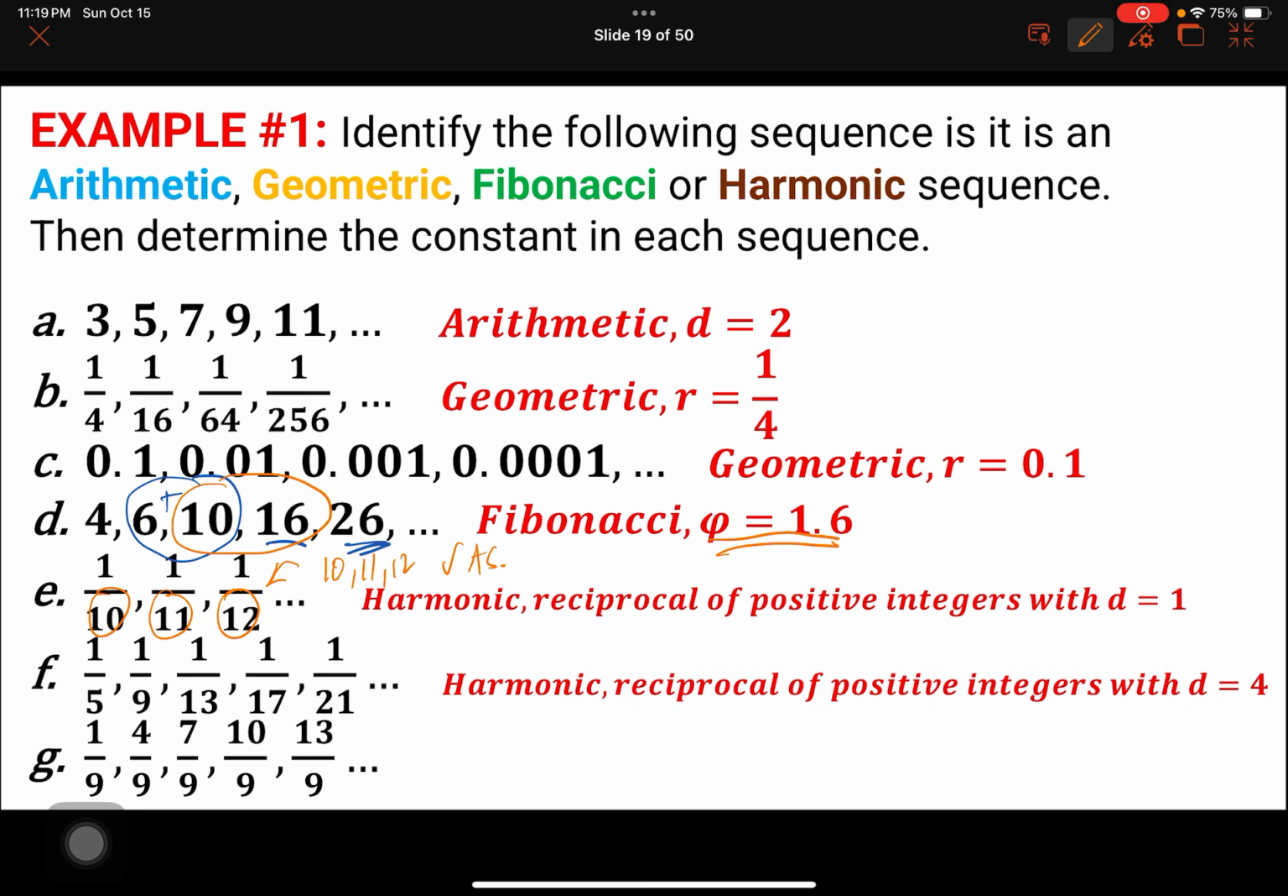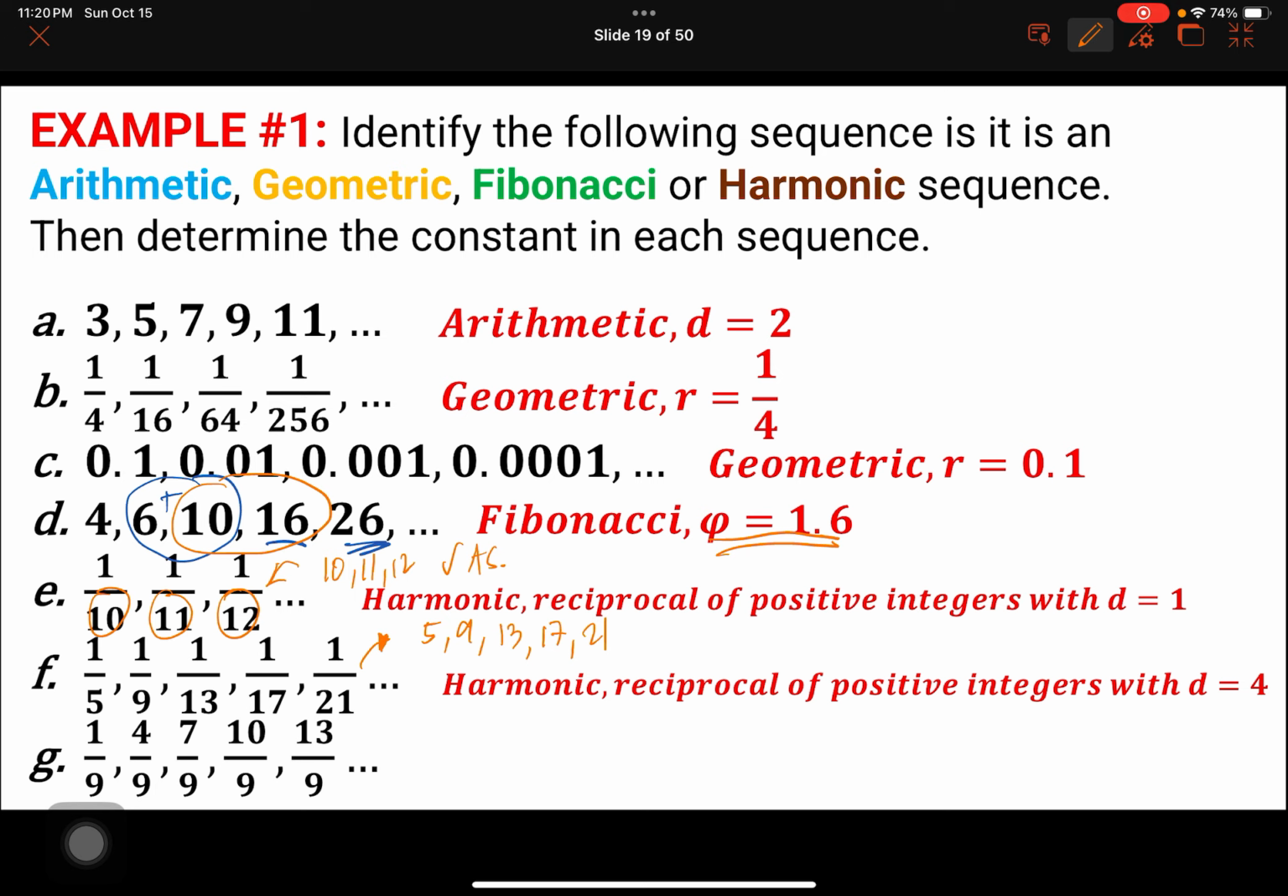Also, on letter F, it is a harmonic sequence. Because if you reciprocal the 1/5 magiging 5, 1/9 magiging 9, 1/13 magiging 13, 1/17 magiging 17, and 1/21 magiging 21. So kung makikita nyo, may difference siya na 4 lagi. So 5 plus 4 is 9, 9 plus 4, 13, 13 plus 4 is 17, 17 plus 4 is 21. And kung mapapansin nyo, nakabaliktad nga lang po dito kay F, kaya we can conclude it is a harmonic sequence.